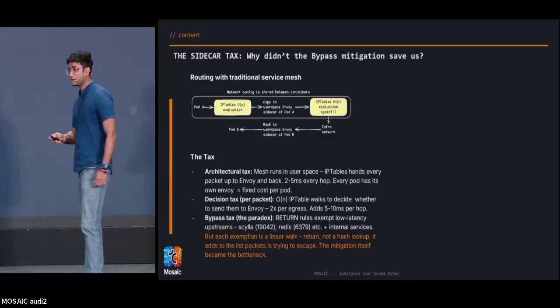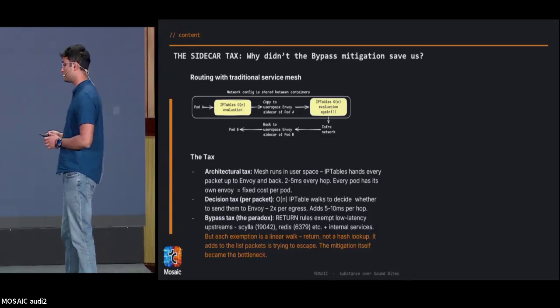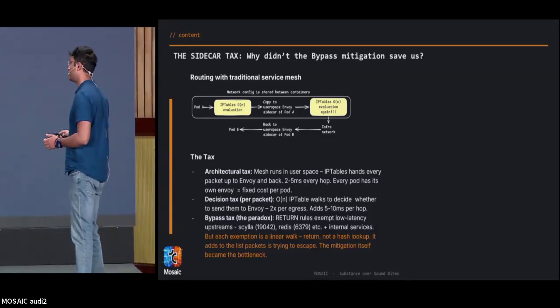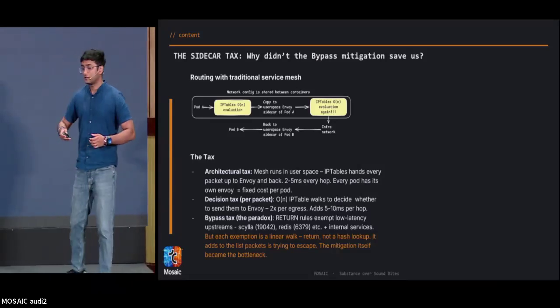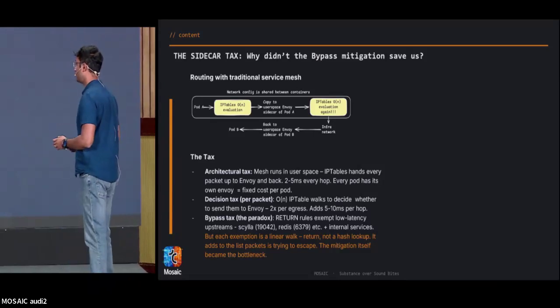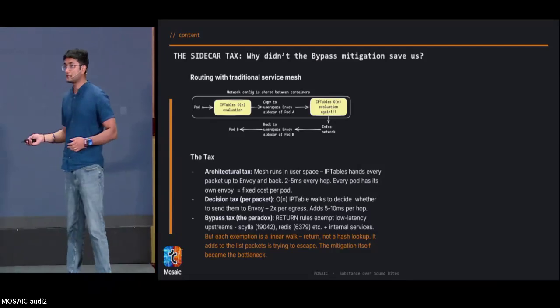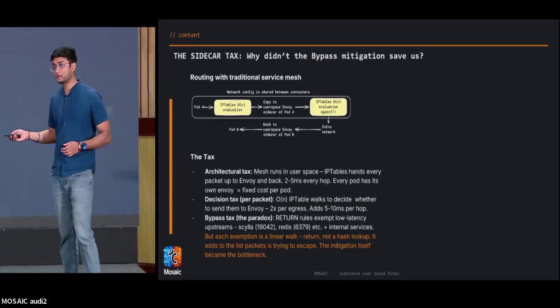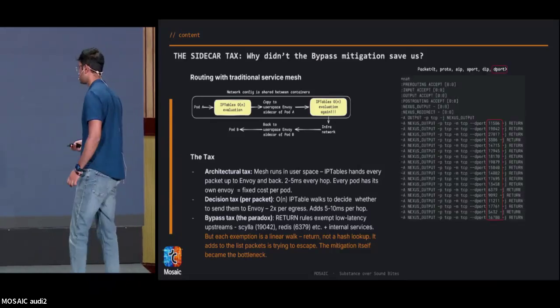Each exemption is a linear walk, and it's not a hash lookup, which would be done in constant time. So the packet, when trying to actually leave IP tables, gets slowed down because of itself. So the mitigation of having bypass rules itself became the bottleneck for these low latency systems.